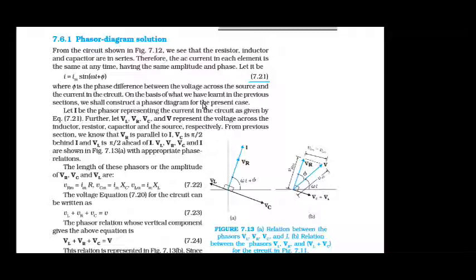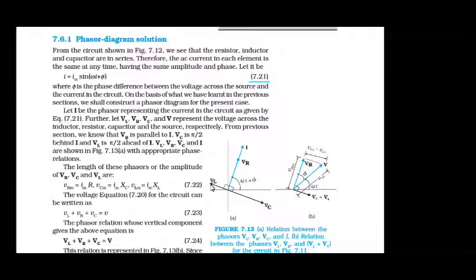So, on the basis of what we have learned in our previous section, we shall construct the phasor diagram for the present case. Let I be the phasor representing the current in the circuit as given by equation 7.21. Further, let VL, VR, VC and V represent the voltage across the inductor, resistor, capacitor and the source respectively. From the previous section, we know that VR is parallel to I, VC is π/2 behind I and VL is π/2 ahead of I. So VL, VR, VC and I are shown in figure 7.13a with appropriate phase relationship.